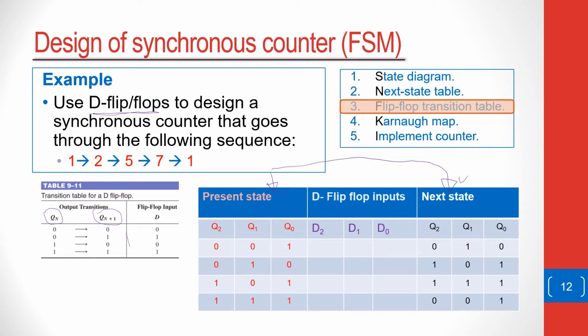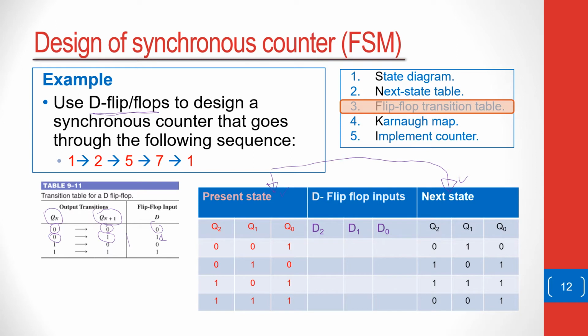And we can see that from the flip-flop transition table of a D flip-flop, because we're going to be using the D flip-flop. We will see that, in fact, if we want our flip-flop to transition from 0 to 0, the input has to be 0. If we want it to transition from 0 to 1, the input has to be 1.